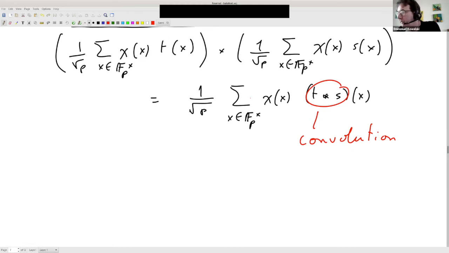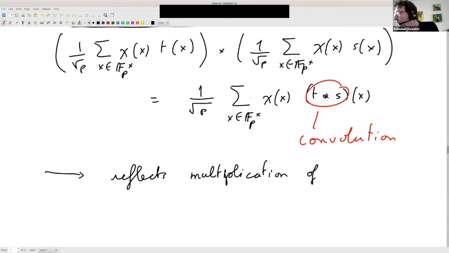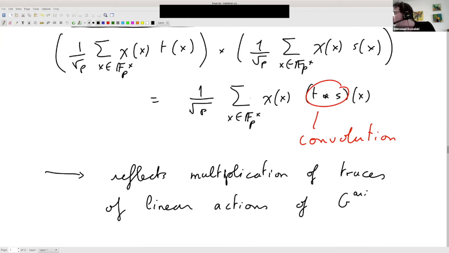Okay, and this turns out to reflect the multiplication of traces of linear actions of some group. And this group is one of the two groups that Katz constructed. In this case, it's the bigger one, the G_R.